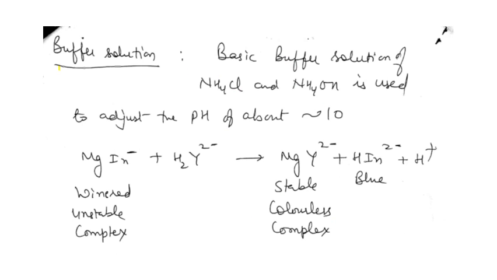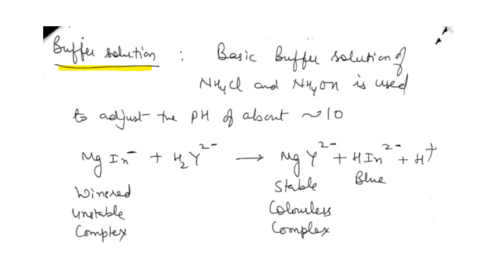Now the third important role in the method is the buffer solution. As we can see, the EDTA reaction should occur at a constant pH, and the pH should be maintained, with the indicator also playing its role at pH 10. So the buffer solution plays the important role of maintaining the pH so that your reaction proceeds.